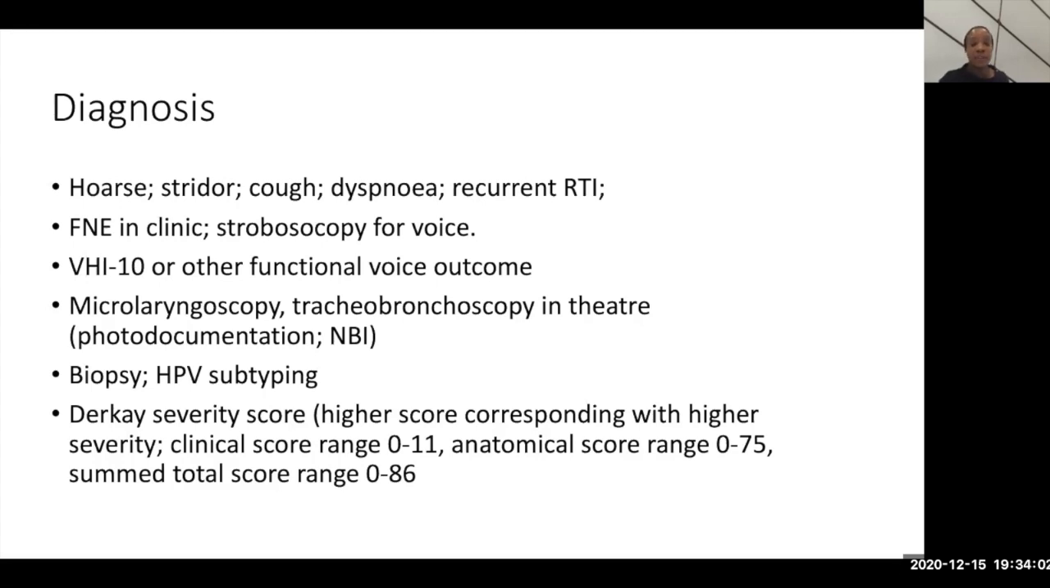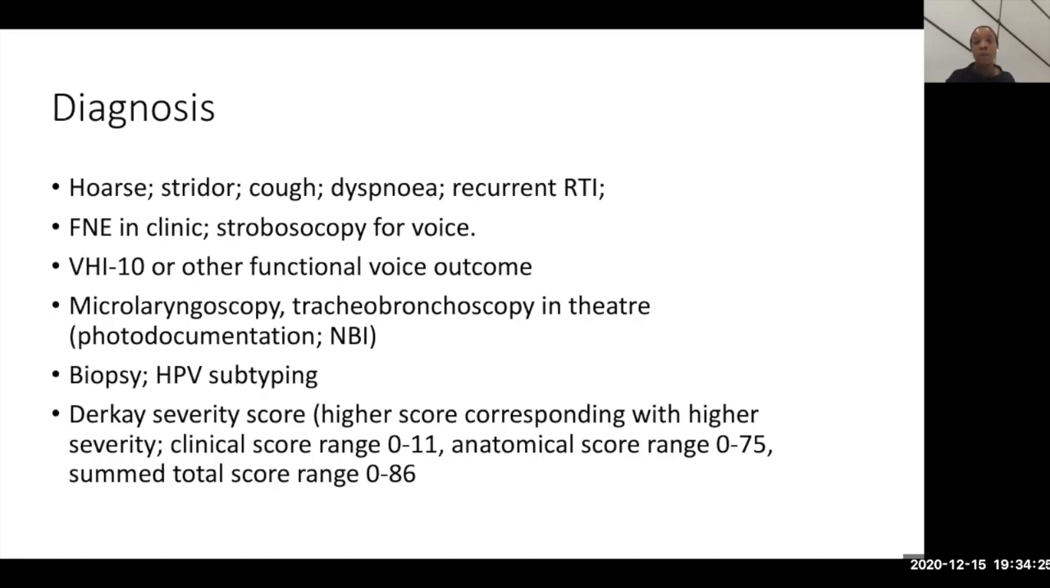Now, the Derkay severity score is a universally used score, and University of Washington have adapted this into an AI program that they use routinely in assessing patients. This is a composite score, which is a sum of a clinical score from a symptomatology point of view and an anatomical score.